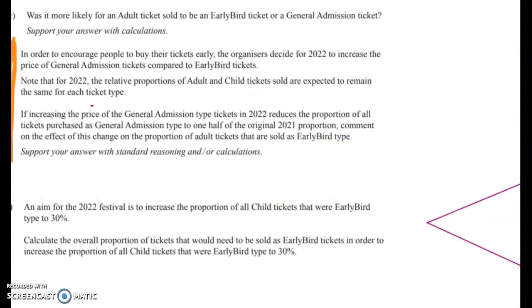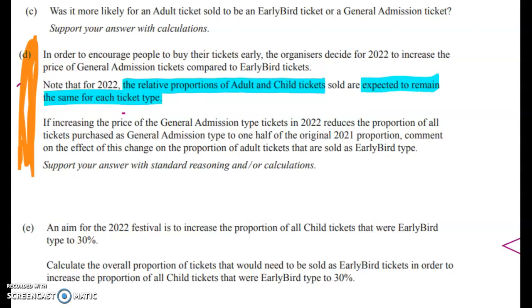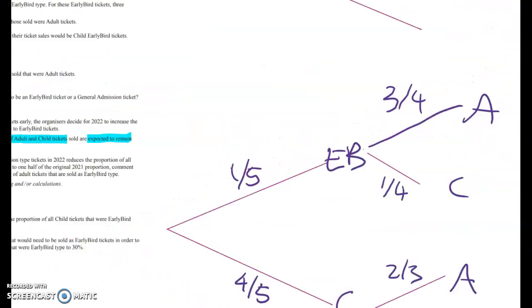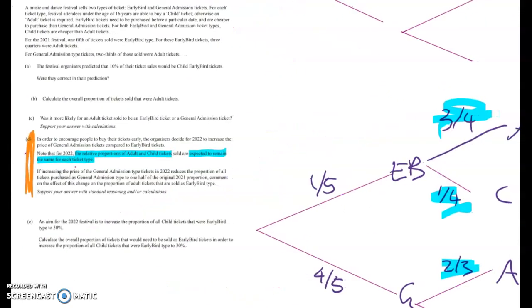So let's make that a bit bigger. I want you to pause the video and try and do this on your own first. Okay, so the organisers have decided to increase the price for general admission tickets compared to early bird tickets because they want to get people buying their tickets early. Useful note, the relative proportions of adult and child tickets sold are expected to remain the same for each ticket type. So that means that over here, these numbers are not going to change.